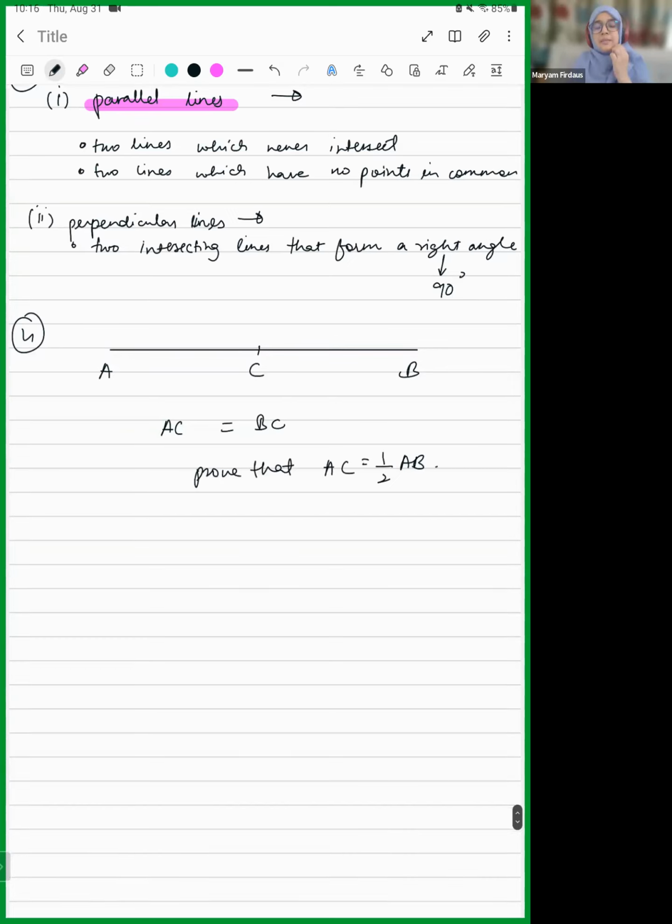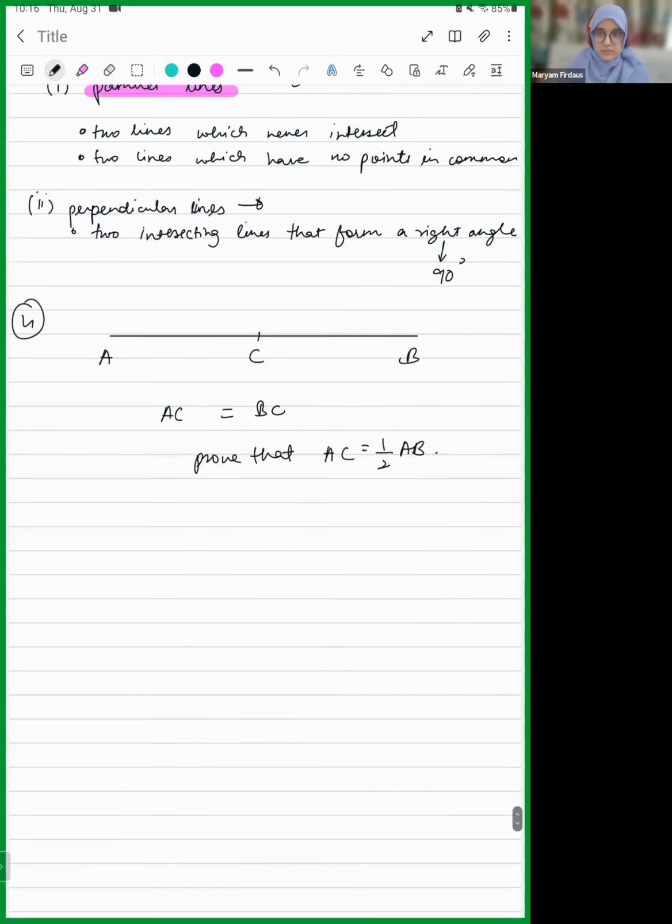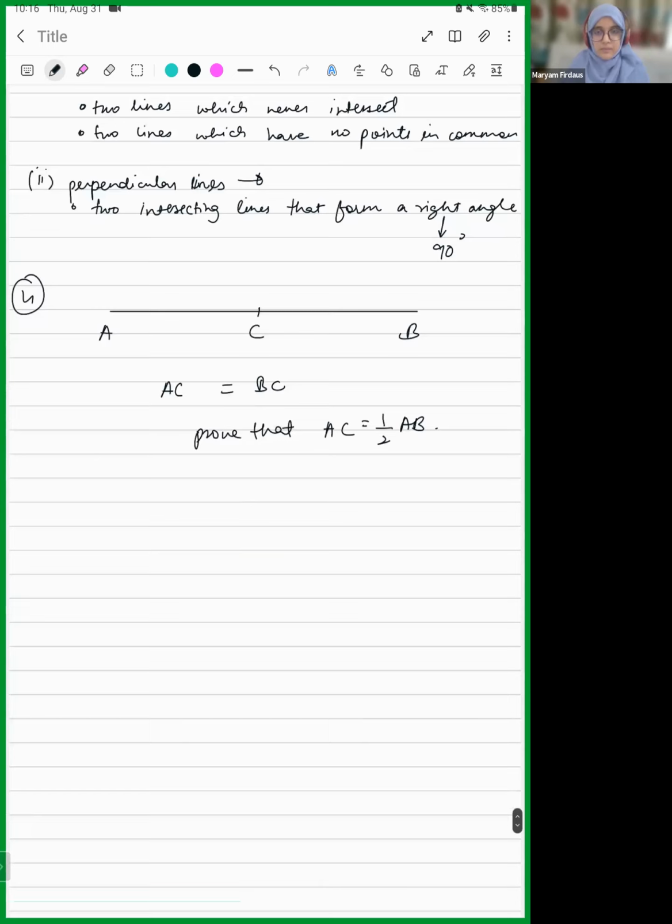Using Euclid's axioms. See, AC equals... Fifth axiom, yes. What does the fifth axiom say? The whole is greater than the part. It is greater than the part, right? But we don't have to prove that it's greater. You have to prove that AC, this one, is half of that.